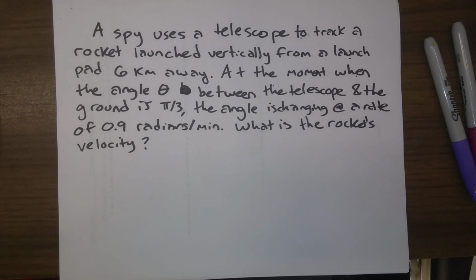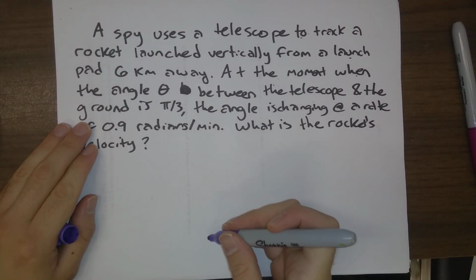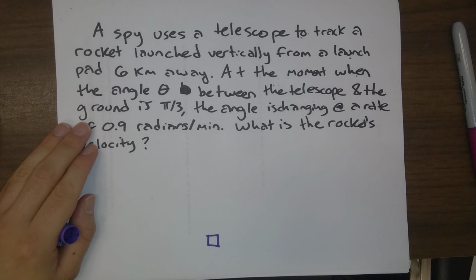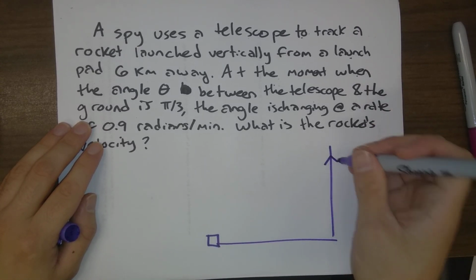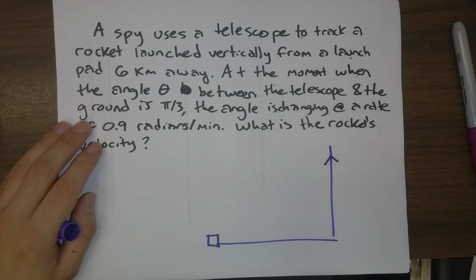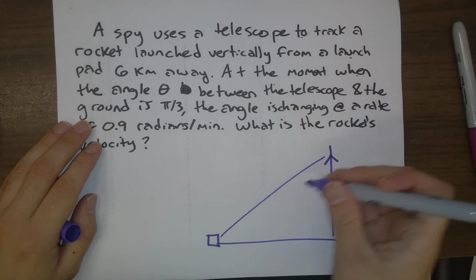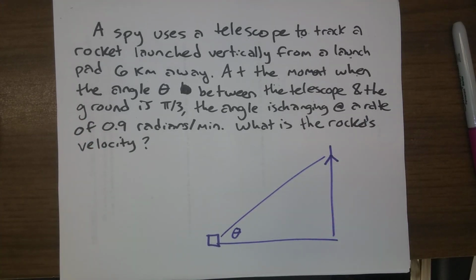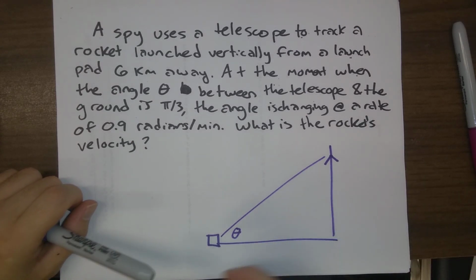Finish off this set of videos with a couple of random examples here. First example, we have this situation. You can read it as I draw the picture. So the picture here is that we have a spy, at this box, watching a rocket being launched upwards. We're trying to relate together this angle theta that he sees with the height of the rocket and time.